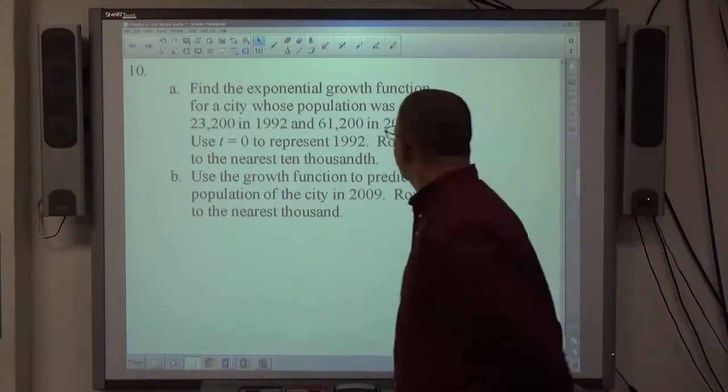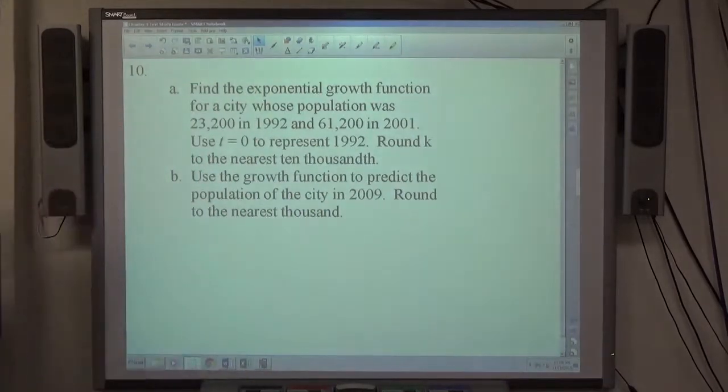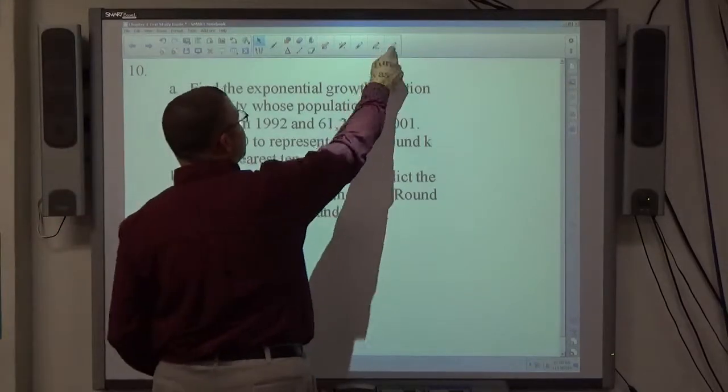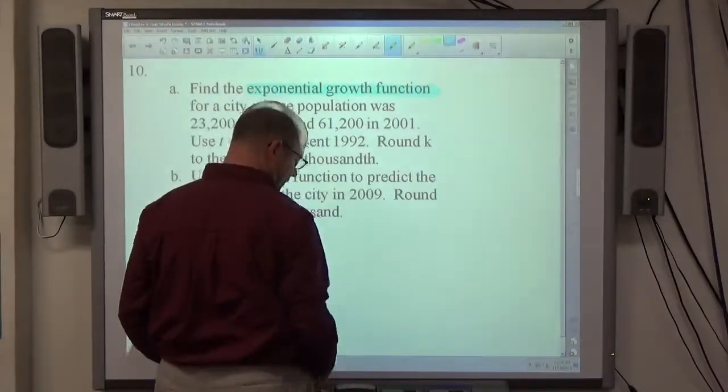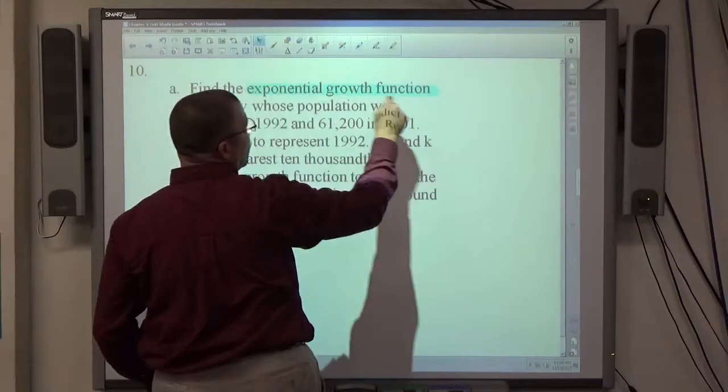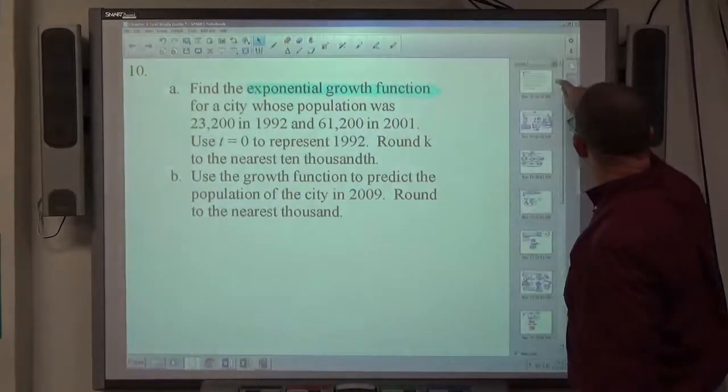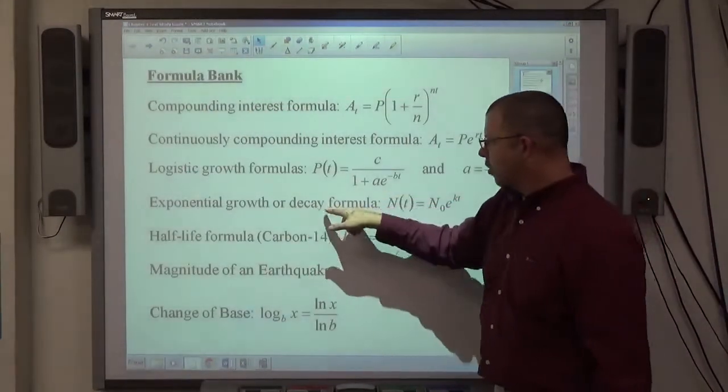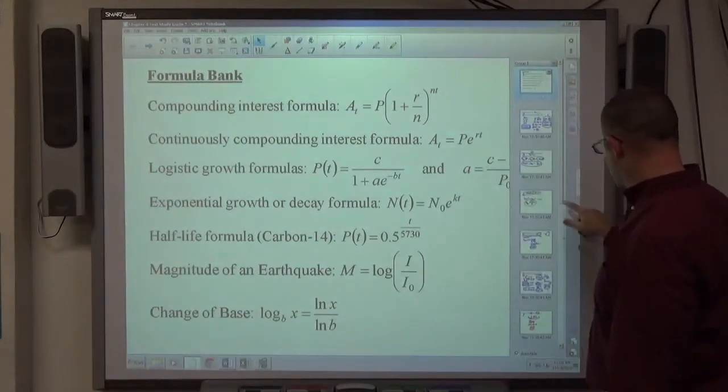Number 10, find the exponential growth function for a city whose population was 23,200 in 1992, 61,200 in 2001. Use t equals 0 to represent 1992, round k to the nearest 10,000. So find the exponential growth function. That's what it says. And there's a nice little formula on our first page that says exponential growth or decay formula. So we're going to use that formula.